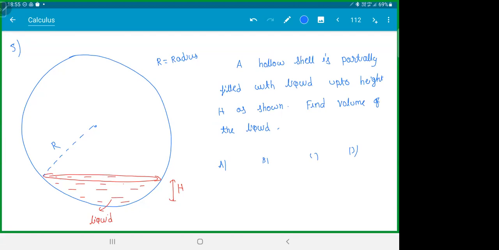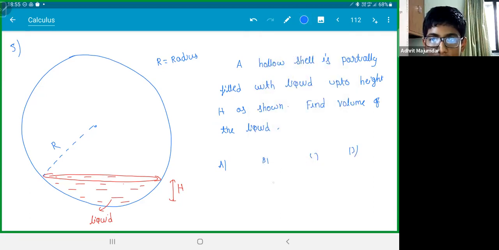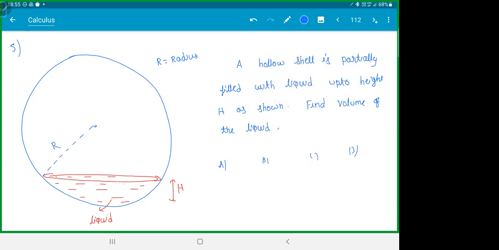Ronak, any guesses? Adrit, Aditya, Mayuka, Ritu, Maulika, Yash, Yasha, Swastika. Any guesses? How do you guess? Sure, I'll tell you one thing. It has to be less than the volume of the sphere. Okay, but that really won't help you much. Most of the time, all 4 options will satisfy that. For example, if I keep h is equal to 2r, what should I get as the answer?